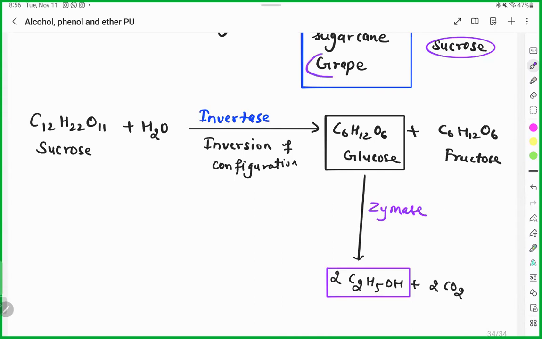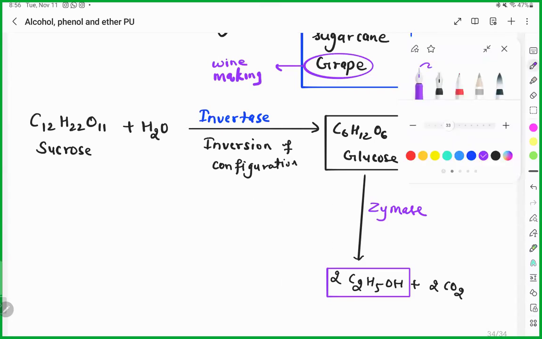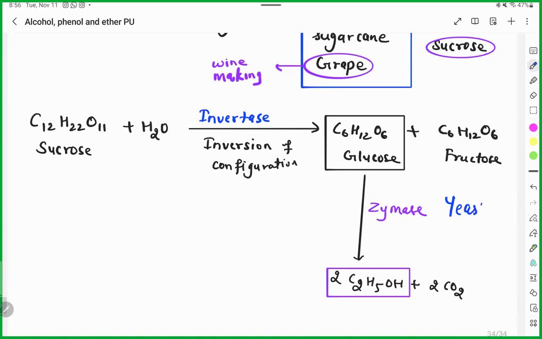So, what is the source of wine? Grapes. So we use grapes for wine making. And you will ask, sir, all this is happening, but where are we getting these enzymes, zymase and invertase from? The answer is yeast. Yeast will grow on the sugar. This yeast produces the zymase enzyme. For example, if you are taking grapes, grapes will have a lot of sugar.